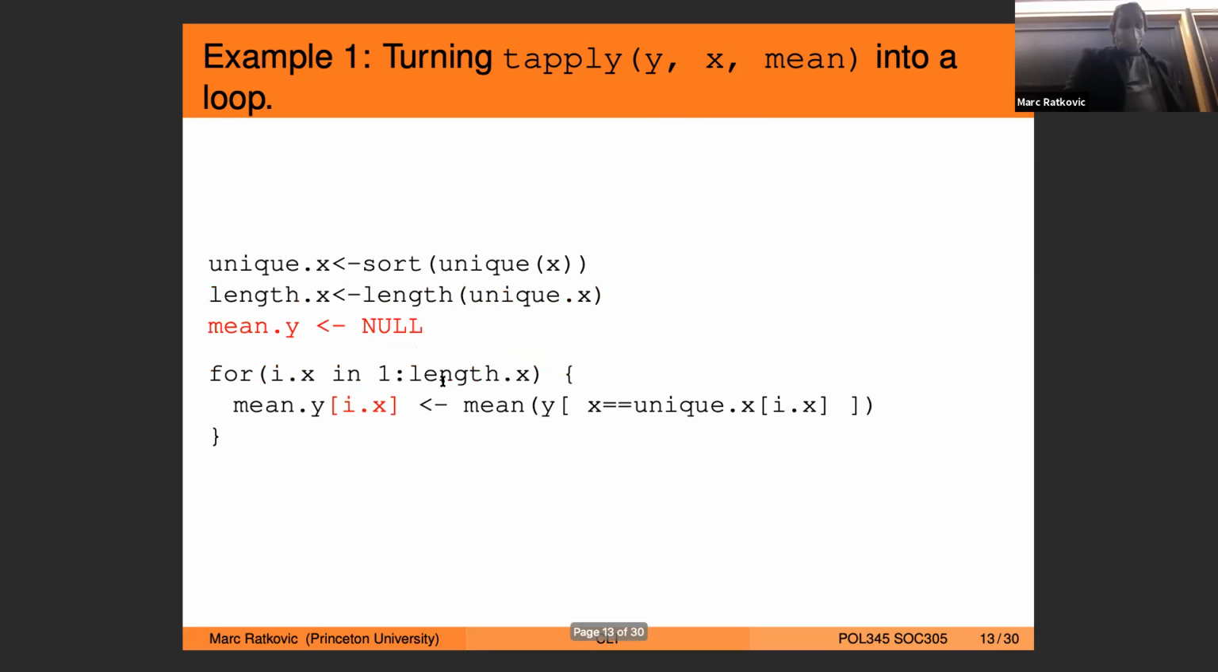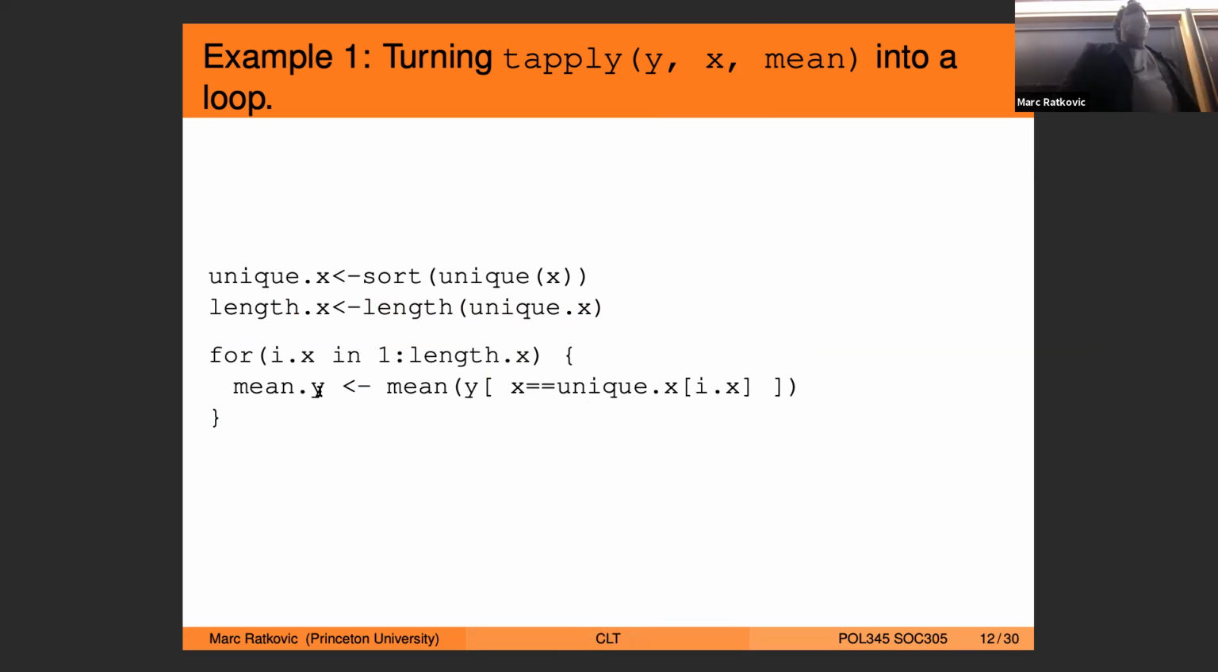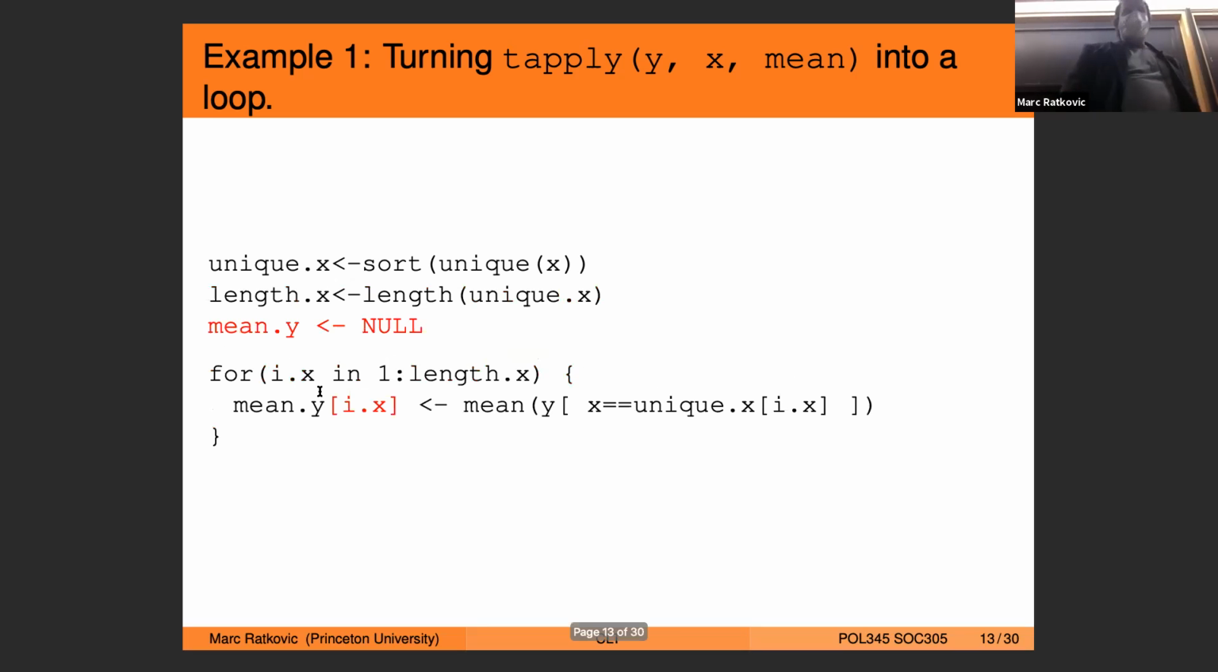The last part is we have to turn mean.y into a container. Because what we've been doing is treating mean.y in this line as a scalar, just one value. So we're writing over it time and time again, which is not what we want to do. What we use is we use containers to save our operations on each subset.